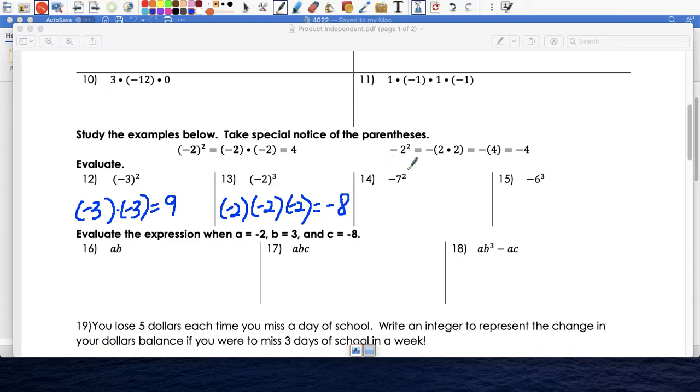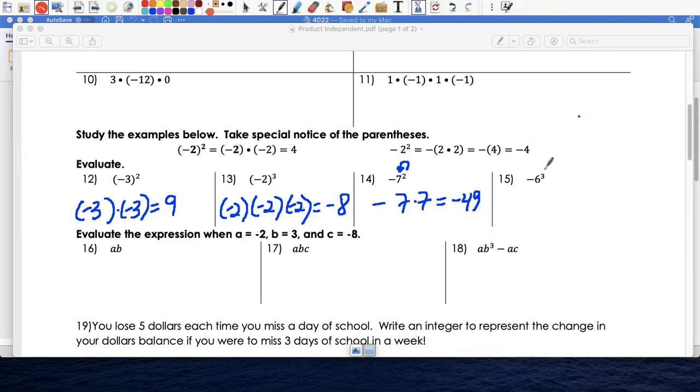Careful here. That 2 only affects the 7. So the only thing that's being raised to the second power is the 7. So the minus sign gets to hang out outside for a little bit. And we get 7 times 7. So that eventually becomes negative 49. And that's the difference, right?